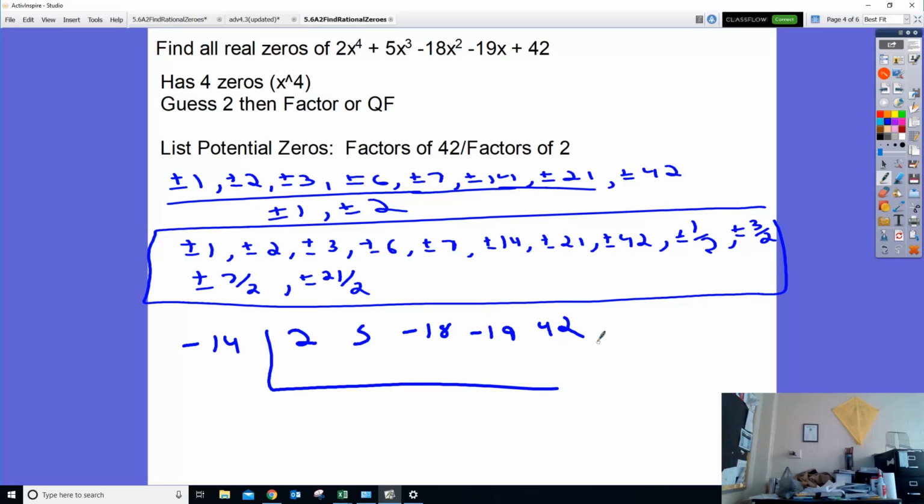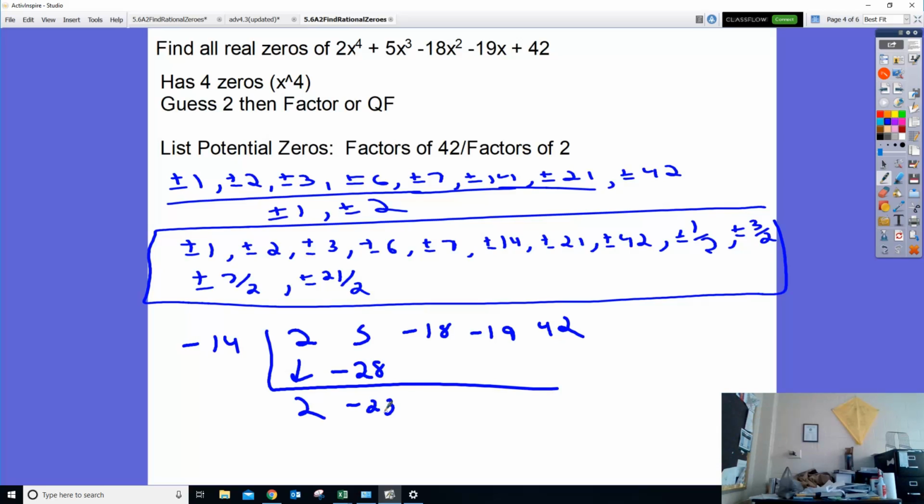Now, if he's right, our remainder is going to be a 0. What do we do with that 2? Bring it down. All the way down. That's going to be negative 28 when you multiply together. Negative 23 when you add. And stop it.